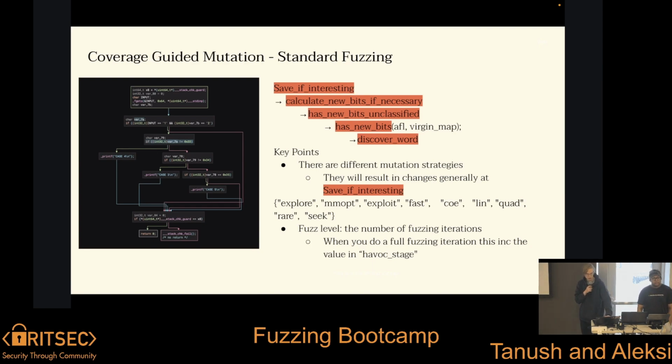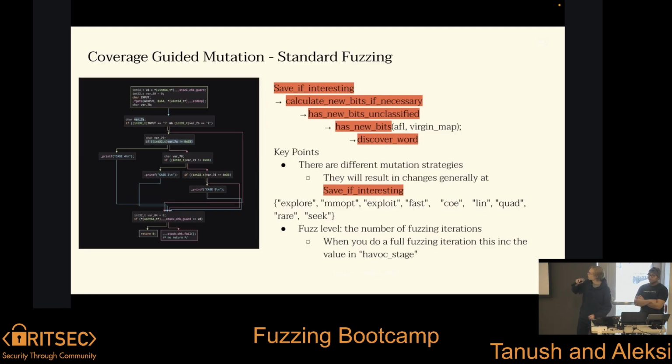The way it does this is that it keeps track of which edges or basic blocks of this graph have already been visited, and then if a new input hits an unseen part of the graph, that input is considered interesting because it reached a further part of the code base.